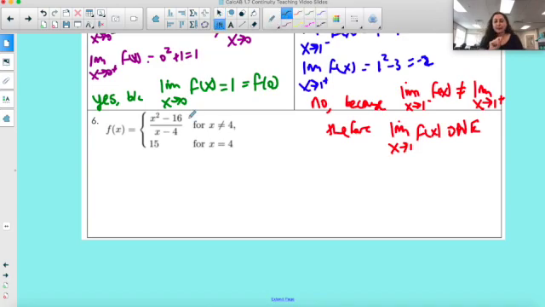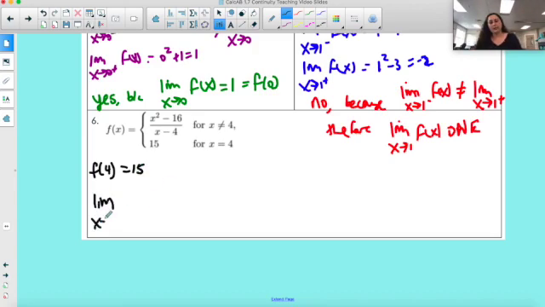Okay, this one's a little different. It's piecewise because there's two pieces, but the pieces aren't from the left and from the right. Instead, the pieces are when x is not 4 and when x is 4. So f of 4 is given to us straight over here. f of 4 is 15. Now we want to know the limit as x approaches 4.